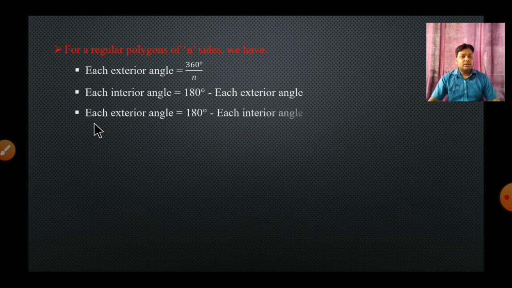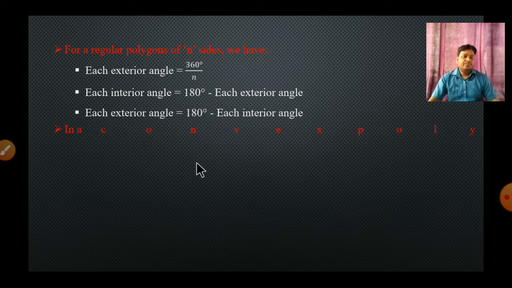Now the third one is: each exterior angle is equal to 180 degree minus each interior angle. We will form formula number 3 by using formula number 2. It means we can take each exterior angle to this side and each interior angle to this side. Then we will get this formula.